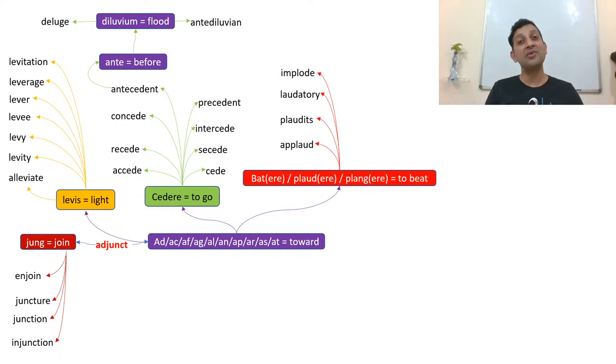Implode. Incidentally, words like explode also come from the same root, plod. Explode means to beat outward, right? Implode is something which explodes internally. This is a very weird example, but let's say if somebody were to eat a bomb, the bomb implodes in the stomach, so it doesn't blow out, it blows and everything falls in.